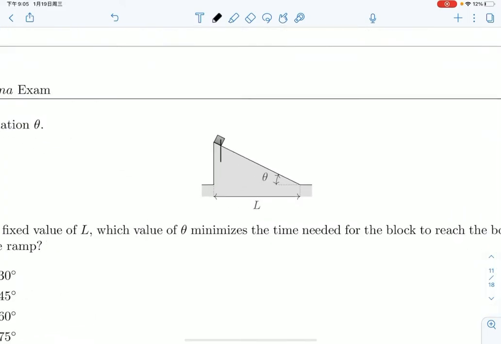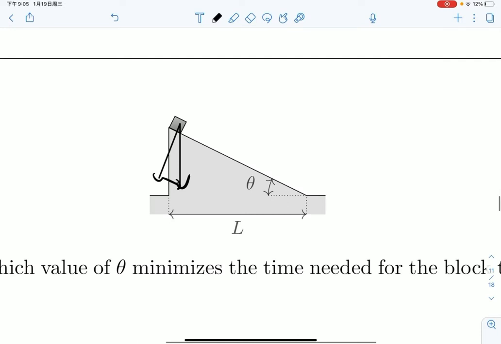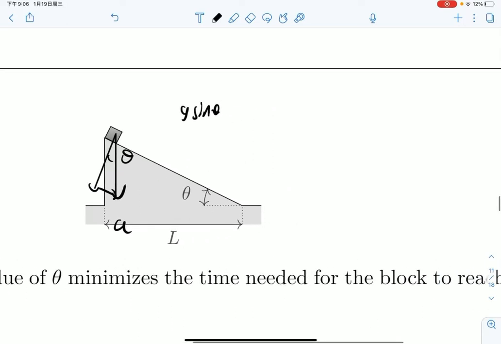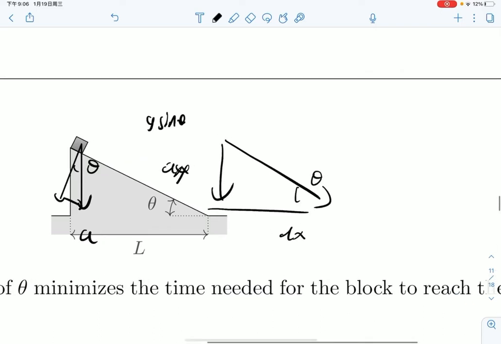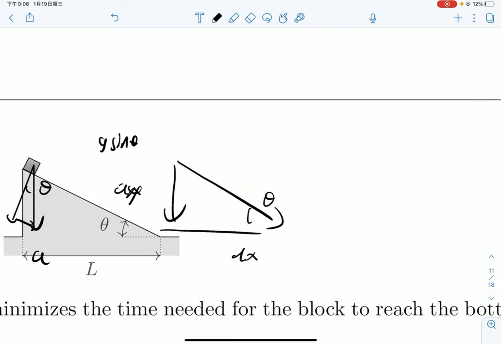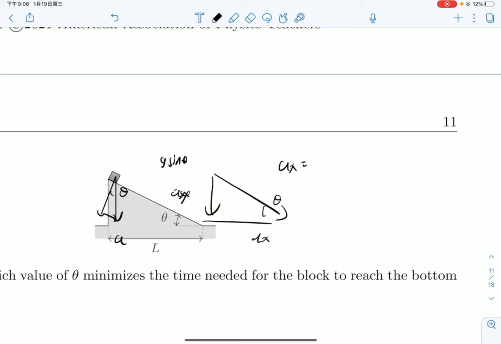So first, you need to draw a free body diagram. So the parallel acceleration is equal to g sine theta. And here's a_x and a_y. From geometry, you can see that, wait. So a_x is basically equal to g sine theta times cosine theta. And which value minimizes the time needed for the block.